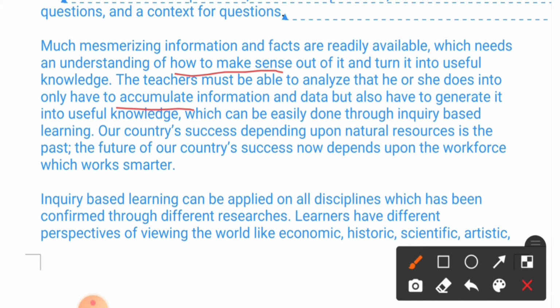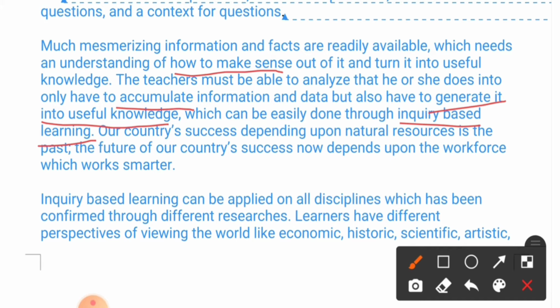Okay, if you are a teacher, you don't just have to collect the data from here and there, but one should have the ability to generate it into useful knowledge, which can be easily done through inquiry-based learning. All right, it means whatever kind of question a student asks, a teacher can come. Supposing the teacher does not know that answer at the particular moment, still that question can be noted down, and the teacher can come and do the research on it, right? So this is how they can expand the territory of their learning.